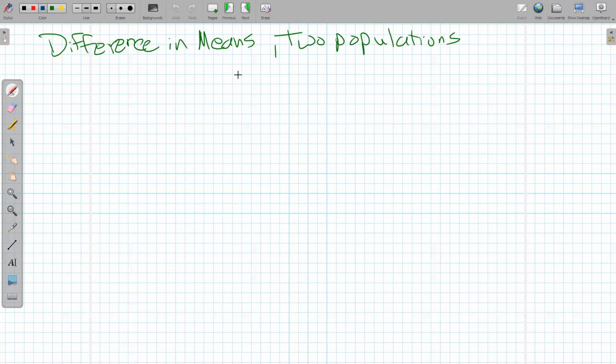All right, so difference in population means. There are two different cases that come up when we're looking at two populations. One is that the two populations are independent, versus matched pairs. So independent would be something like that.